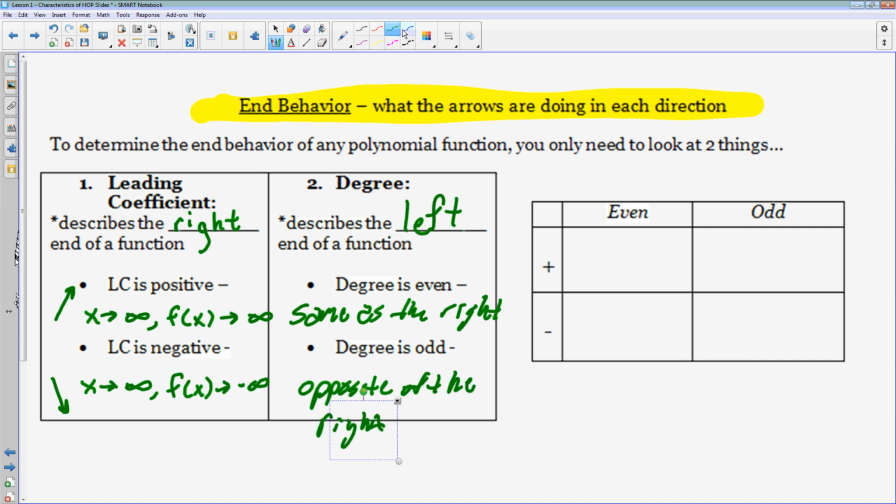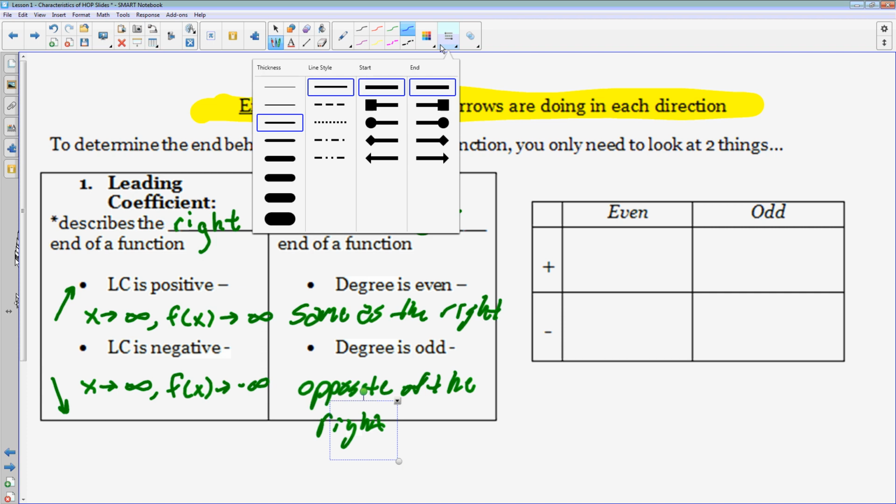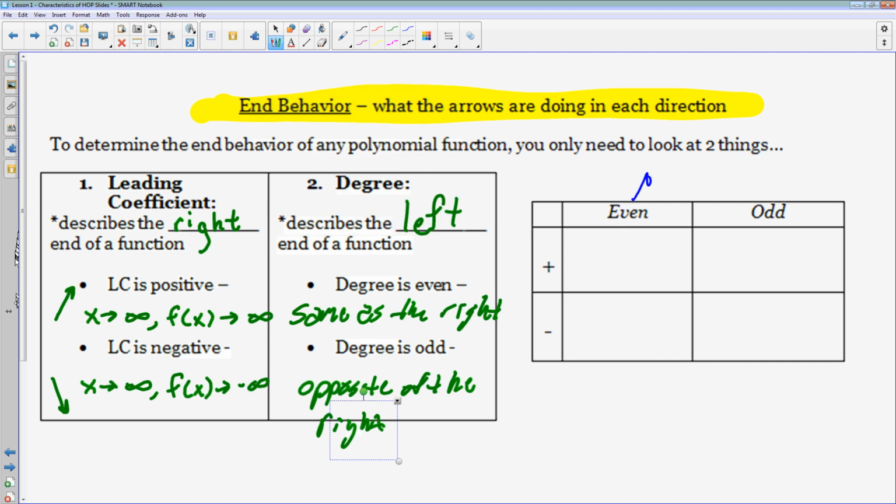Okay. And here's a little chart that you can use to kind of help remember this. Okay. So if your leading coefficient is positive and your degree is even, we like to think of this as up, up. So that means as x goes to the right, x goes to infinity, f of x also goes to infinity. Sorry, things moved on me.